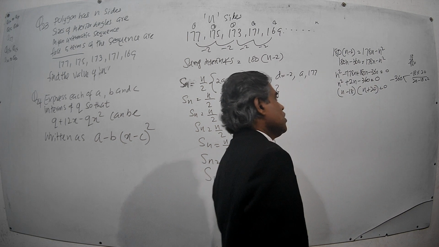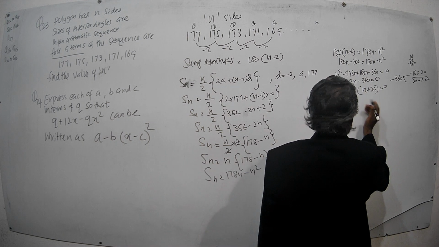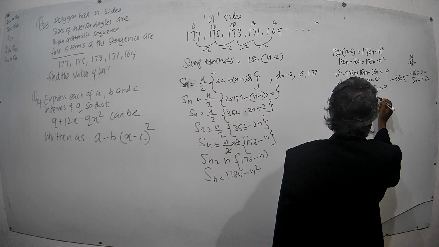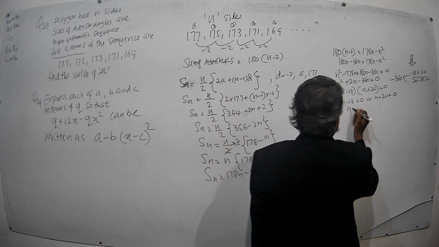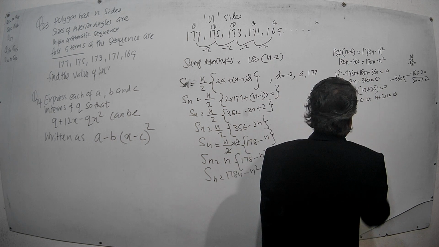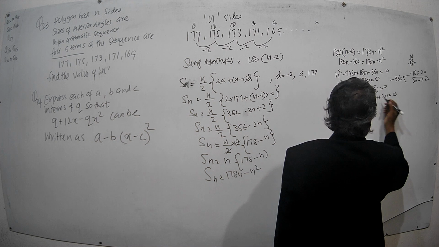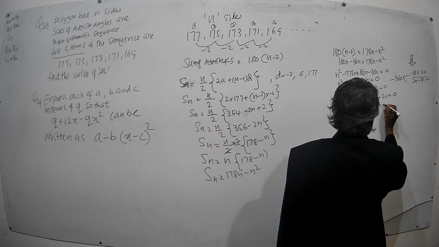Now, this is the quadratic expression in factorized form. Now we equate each factor to 0: n minus 18 equals 0, or n plus 20 equals 0. Taking minus 18 to that side, n equals plus 18, or taking plus 20 to the other side, n equals minus 20.